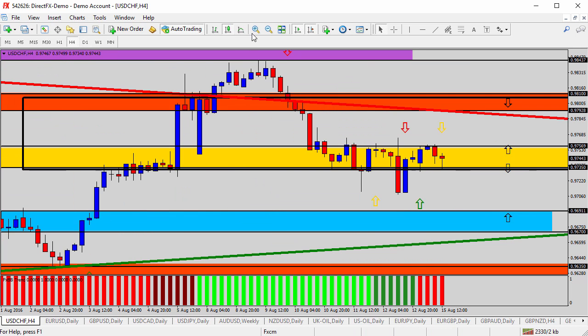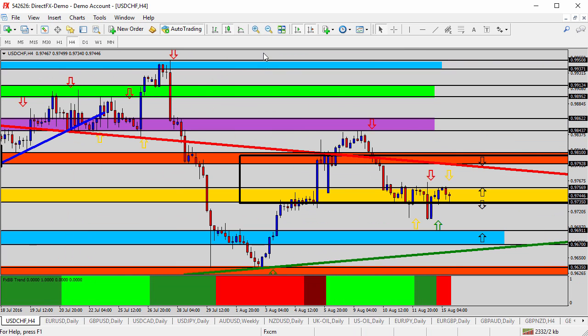Down to the 4-hour time frame, zoom it out, and you can see the congestion inside this yellow zone. Probably your first and next clue that you're going to be looking for is either a push above 97.55, which is the top of the yellow zone, to go up, or below 97.35 for this to go back down. We need a breakout of this consolidation pattern right now for the US franc.